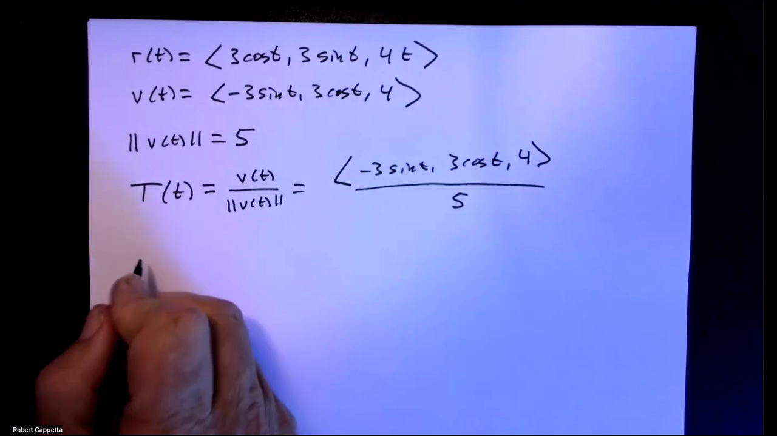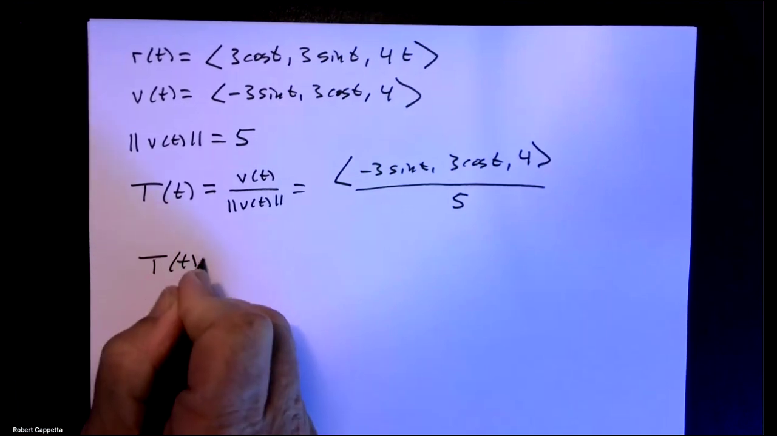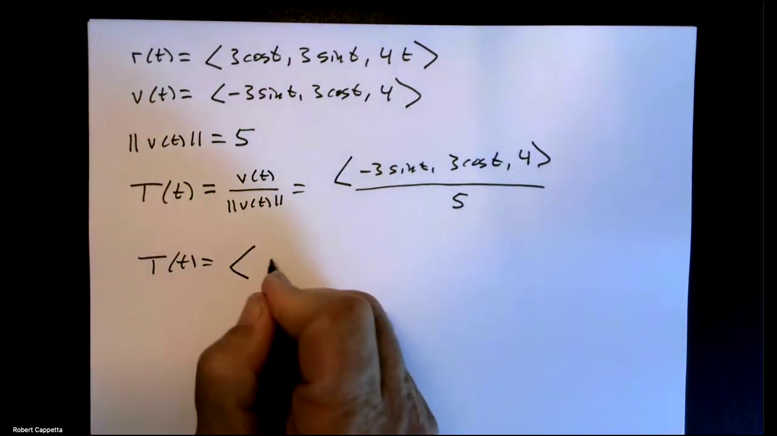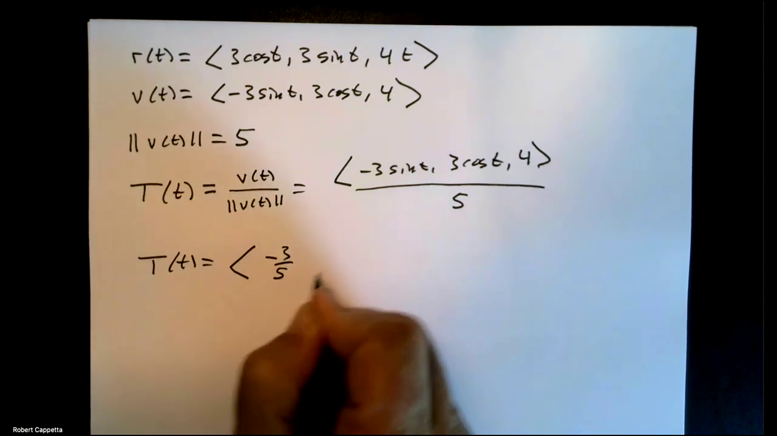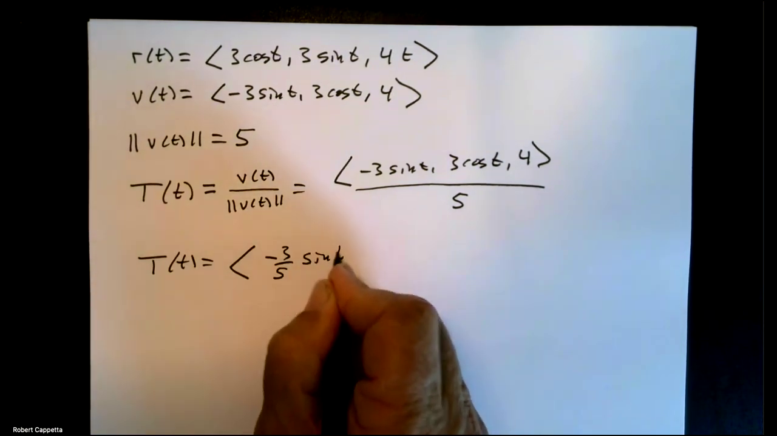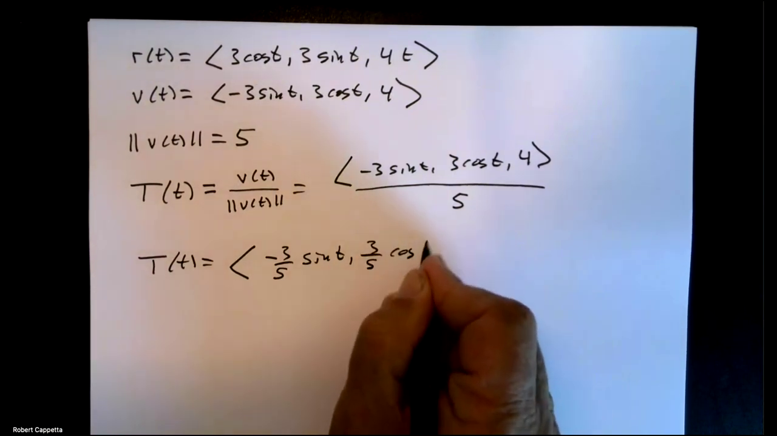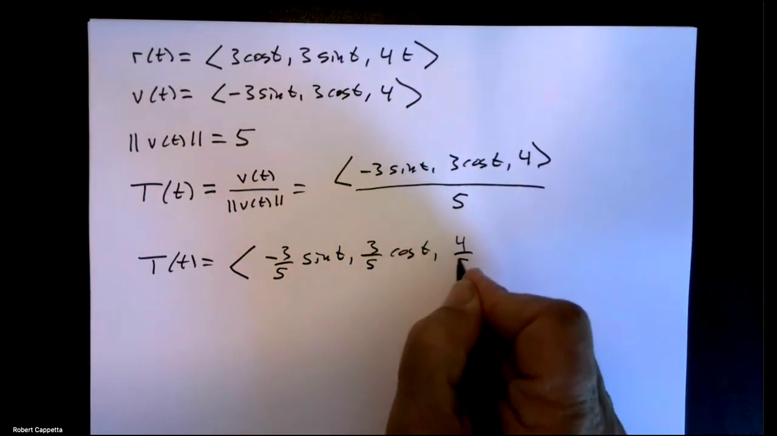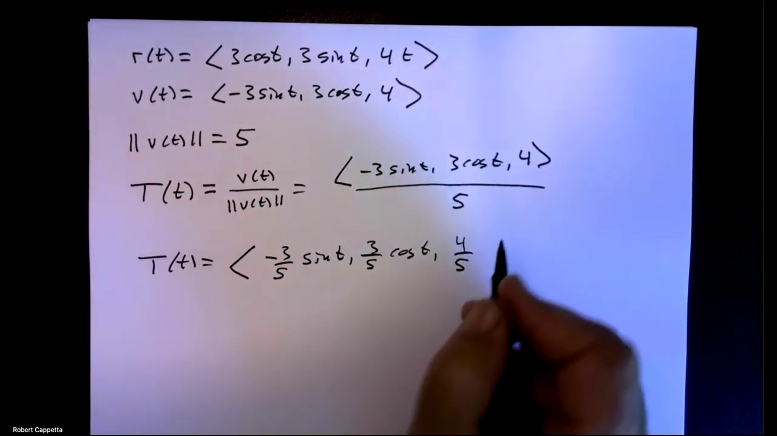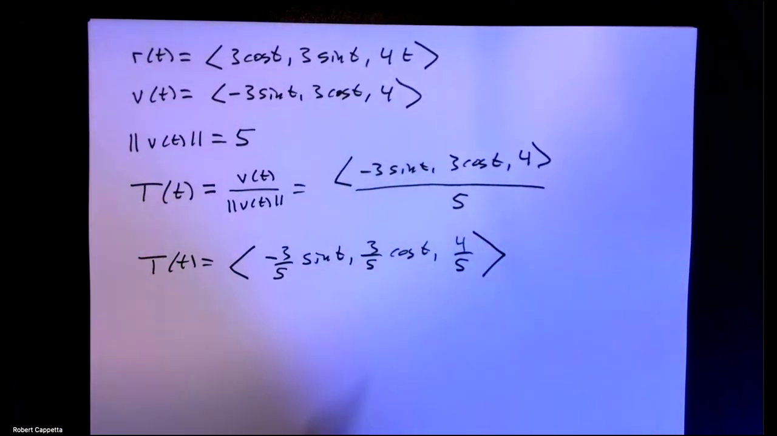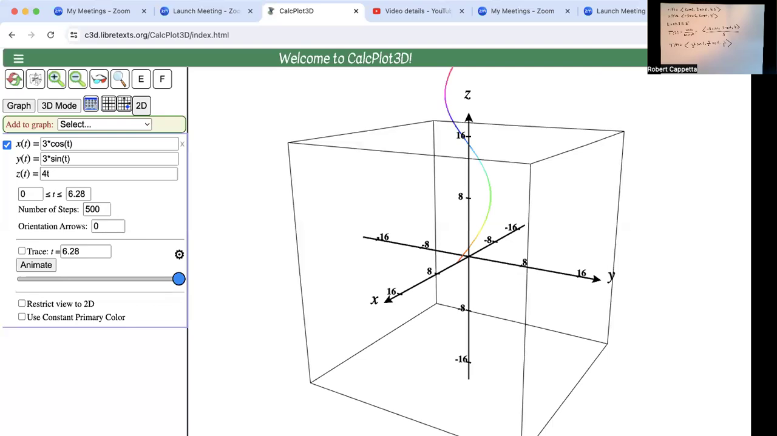So what are we going to say? We're going to say T of t is negative 3/5 sine t, 3/5 cos t, and 4/5. So let's take a look at the graph of this, and let's think about what we think T is going to be for various values.